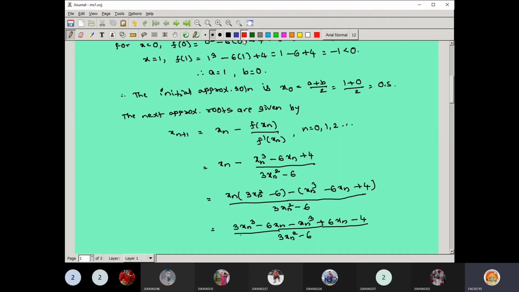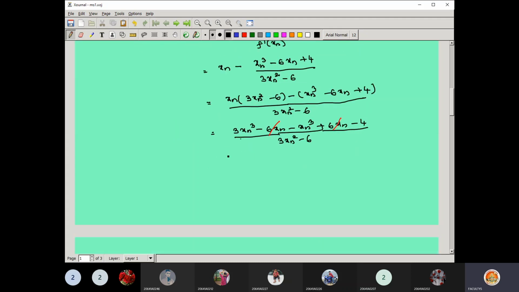So you can make the simplification here, minus 6xn plus 6xn is cancelled. So the remaining values you are writing as it is. So the values are 3xn cube minus xn cube. So that you will get 2xn cube and minus 4 is there in the numerator. Total it is divided by 3xn square minus 6. This is the simplification of xn plus 1, this is the value.